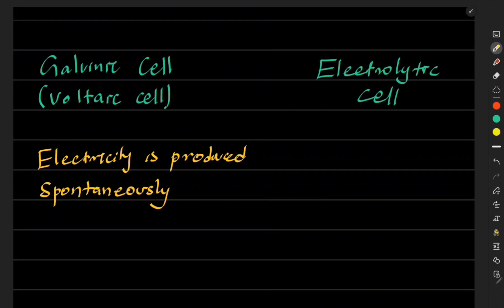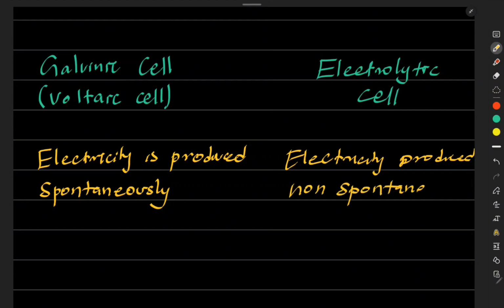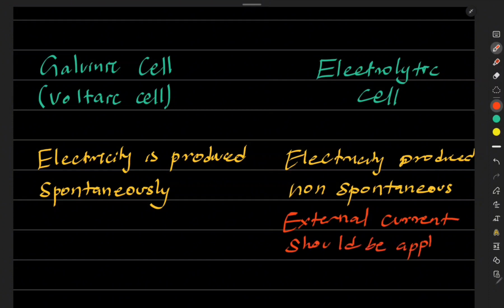In an electrolytic cell, electricity is produced, but it is non-spontaneous. We need to supply external current; it should be applied.